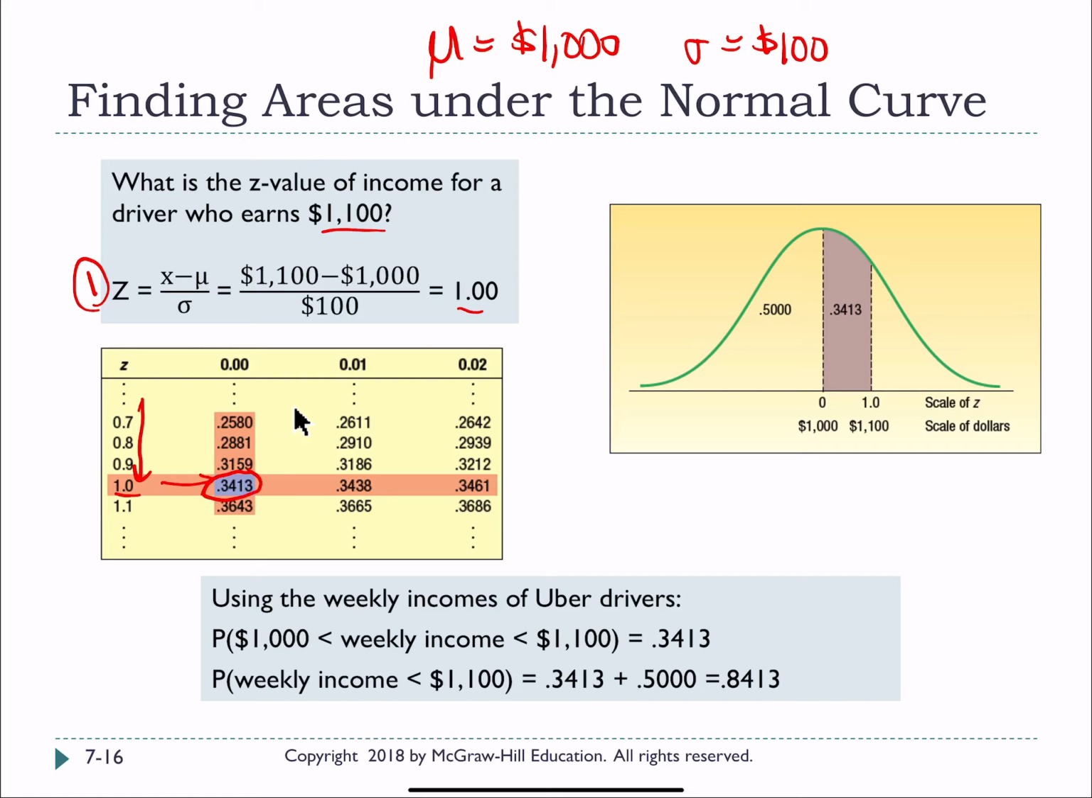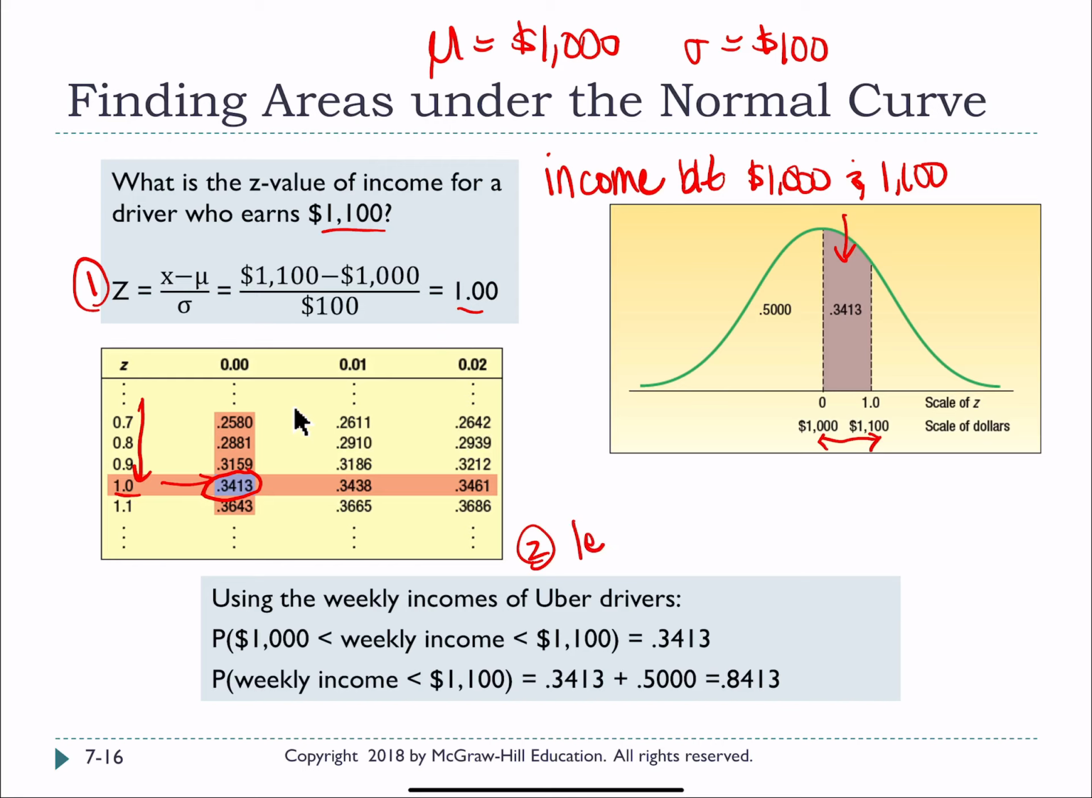And my area under the curve is 0.3413. And so again, that represents the area from the mean up to my X value of 1,100, or this purple shaded region here, 0.3413. So that's the first question I answered, okay? So what's the likelihood that the income was between 1,000 and 1,100?